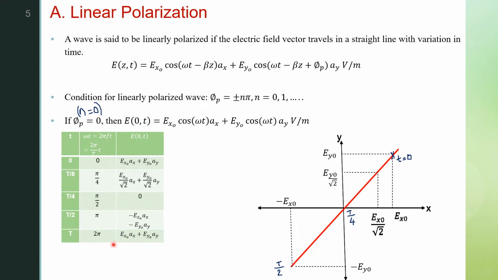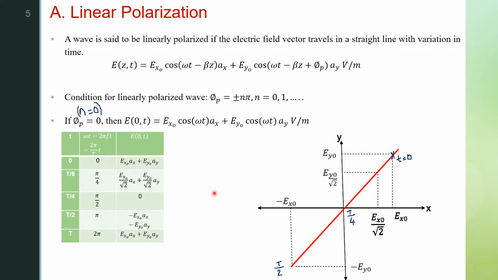So omega t will be 2 pi, and you will get the electric field value as Ex0 Ax plus Ey0 Ay. So that means it is again this particular point. So when we considered one complete cycle of the wave, we understood the tip of the electric field vector actually defined a straight line. The locus actually defined a straight line. So that's why this is called linear polarization.